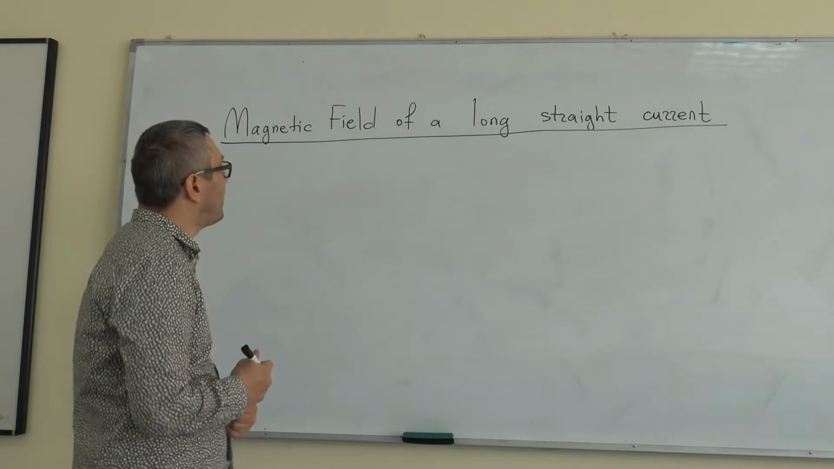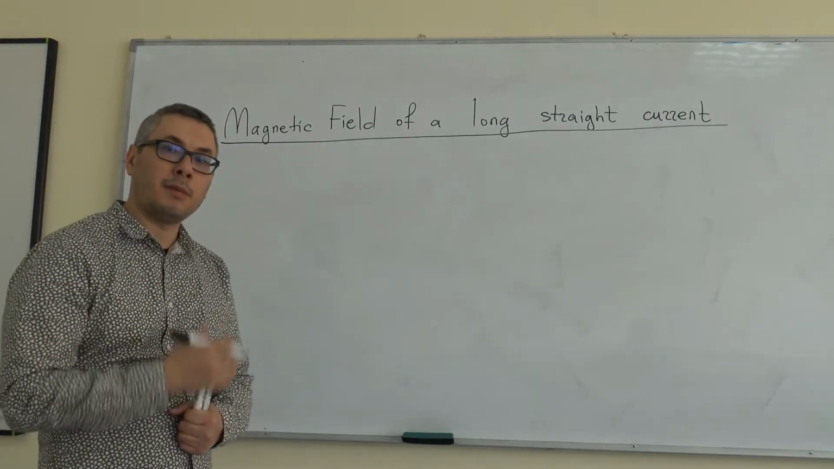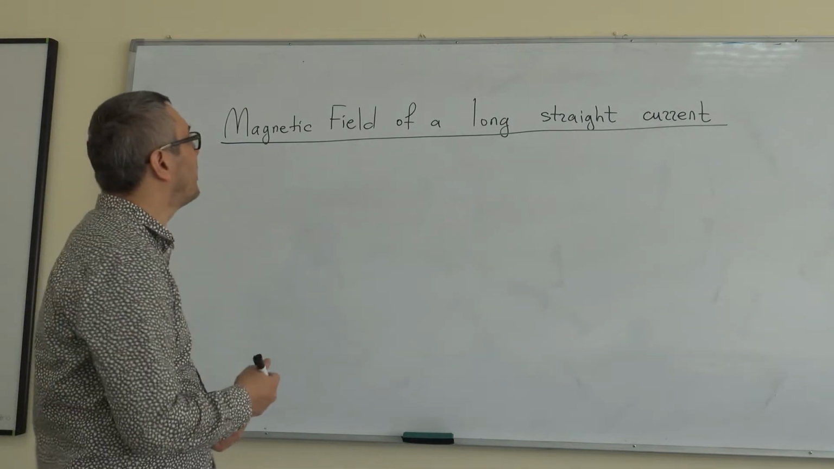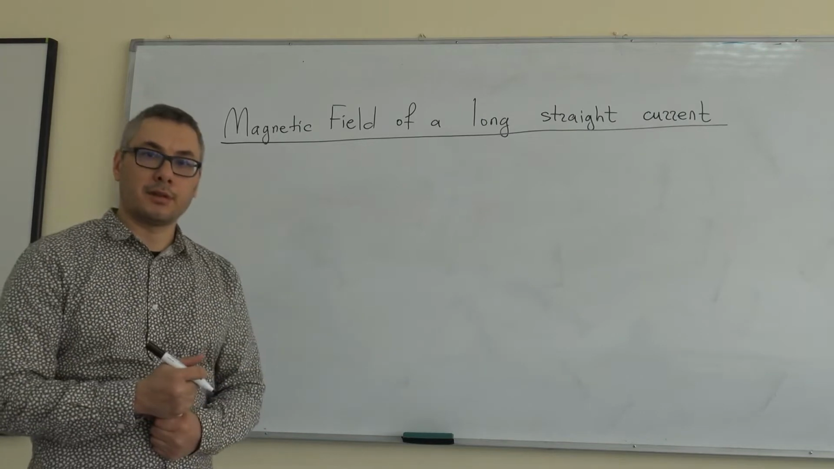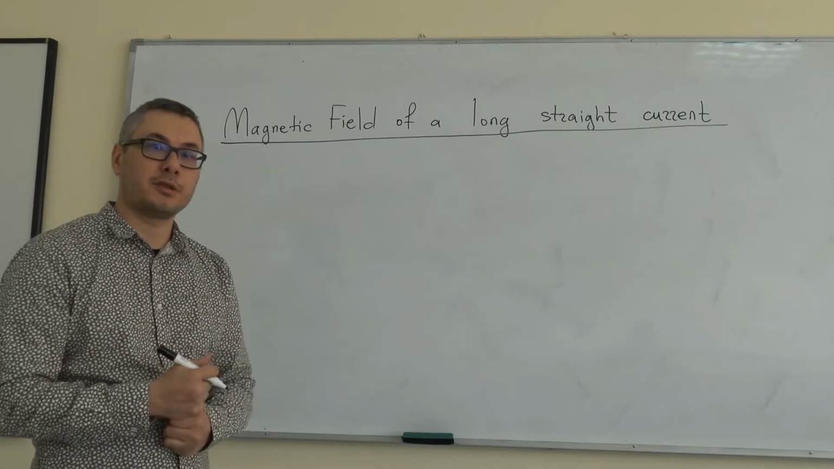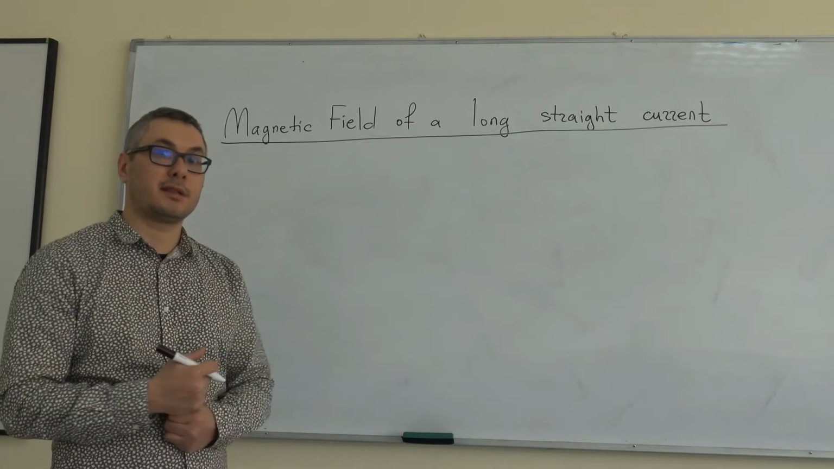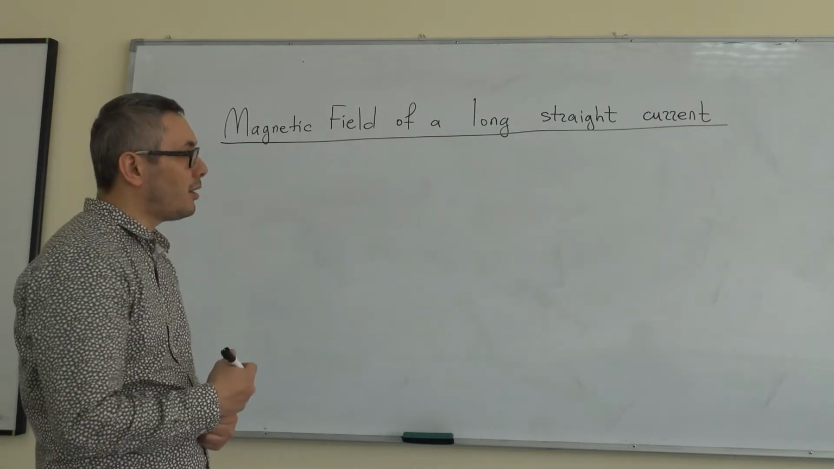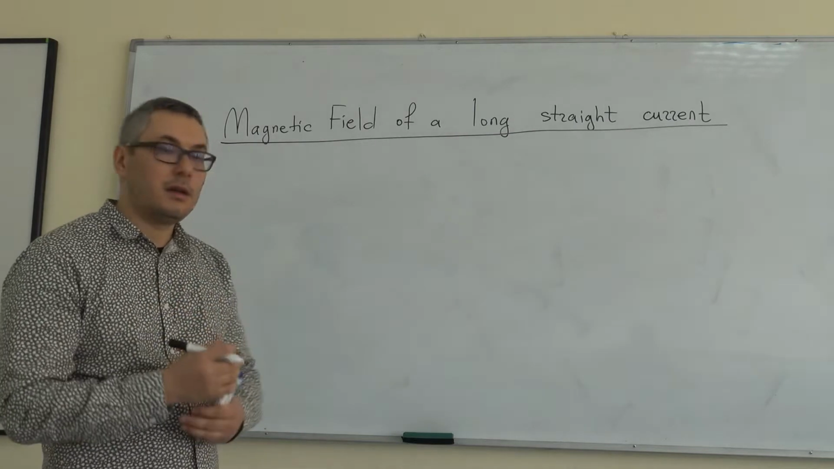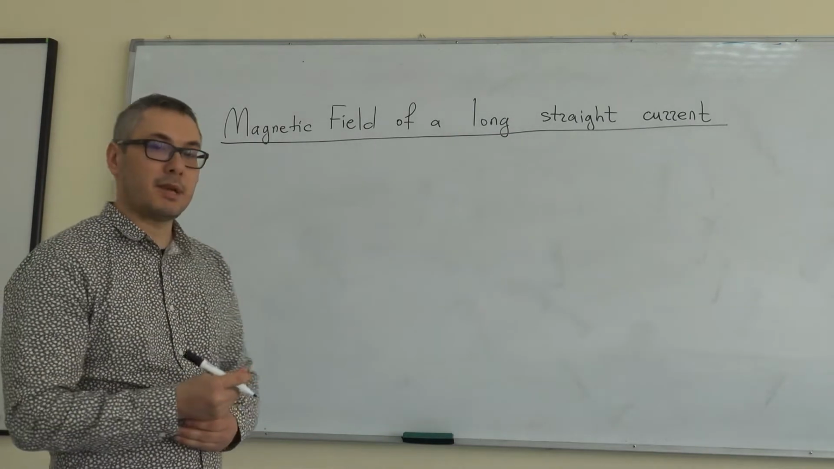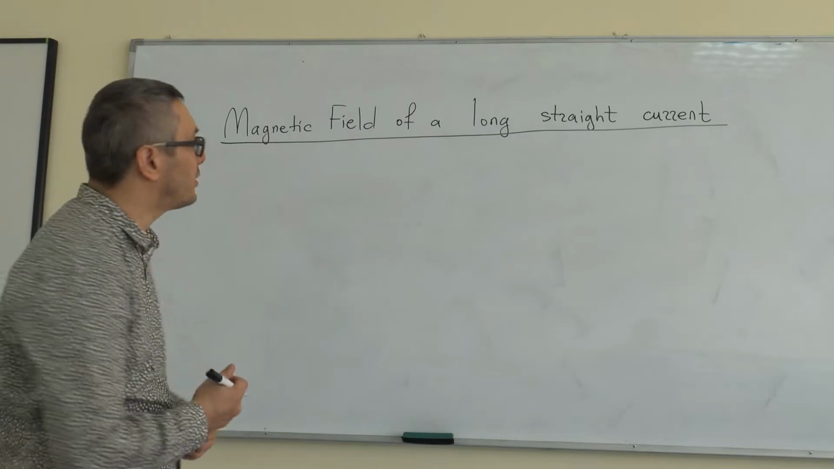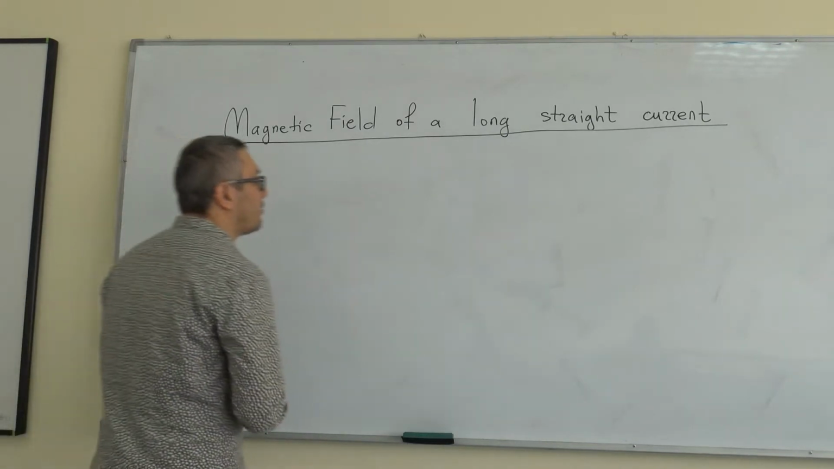Okay, so now let's look at the magnetic field created by a long straight current. We know that Hans Ørsted found that a current carrying wire will create a magnetic field around it. Now let's see what the magnetic field lines look like for this current carrying wire.